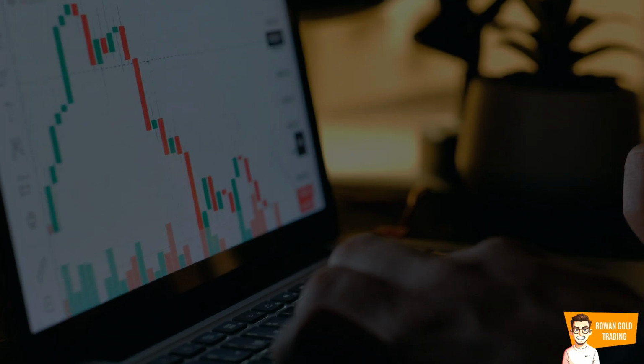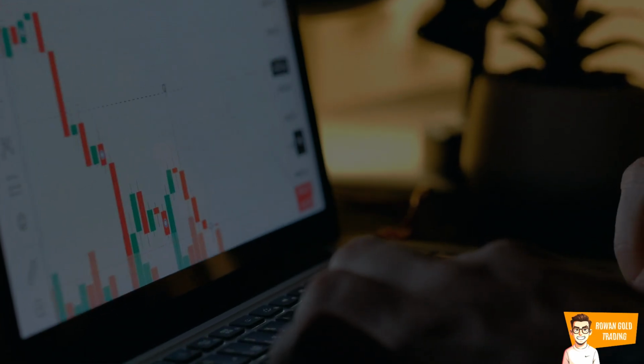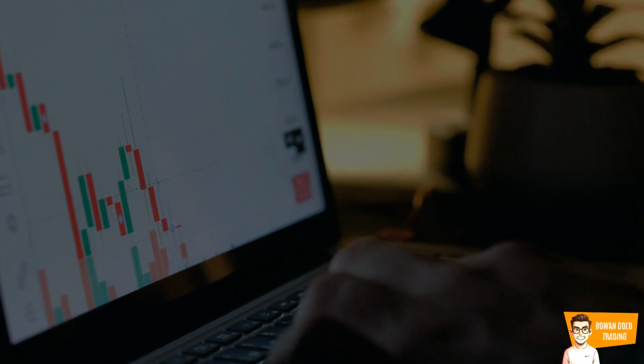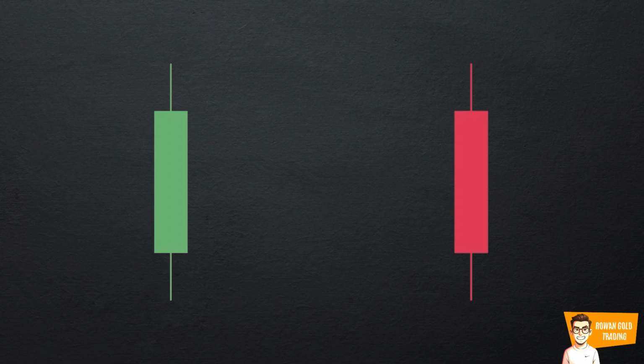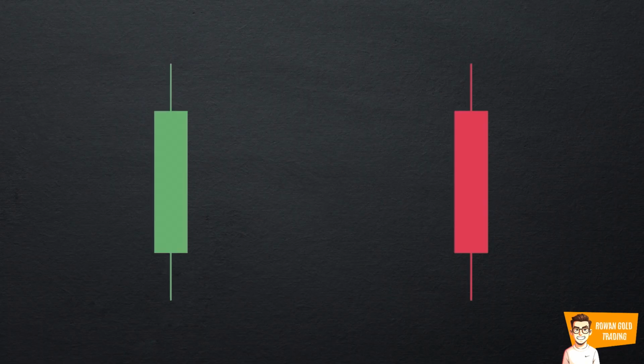So, these are our building blocks. Story number 1 is strength, where one side is just clearly winning. Story 2 is control shift, which is the plot twist, where you see a power struggle and a potential change in direction. And story 3 is indecision, where the market just kind of stops and nobody's in charge. Master these 3 stories and I promise you, you can interpret almost any chart out there.